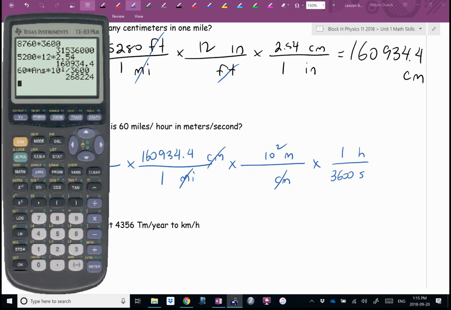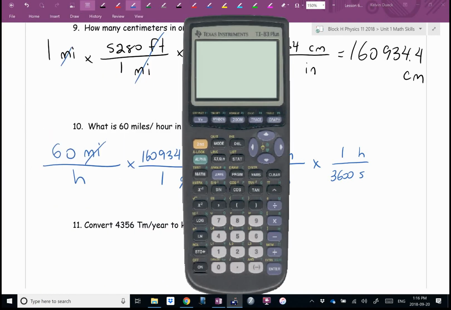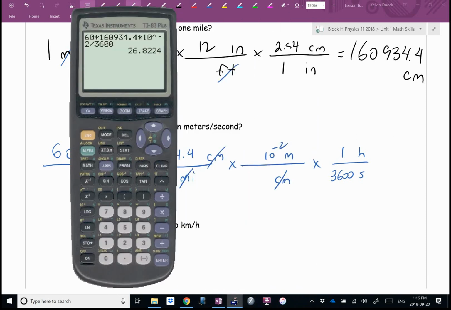Oh, I typed this wrong. What did I do here, Mr. Dueck? The meters over centimeters, which we have 100 centimeters, and below 1 meter. Oh, it's 10 to the negative 2. You read the wrong conversion factor. You said 100. No, it's 10 to the negative 2. No, I said, what's the conversion factor for centi? Negative 2. Now you wrecked that. I can't use my answer button anymore. Never trust Dan again. Times 10 to the negative 2 divided by 3,600. Does that look better, Mr. Dueck? Yeah. I said it's going to be around 26 or 27, 26.8.